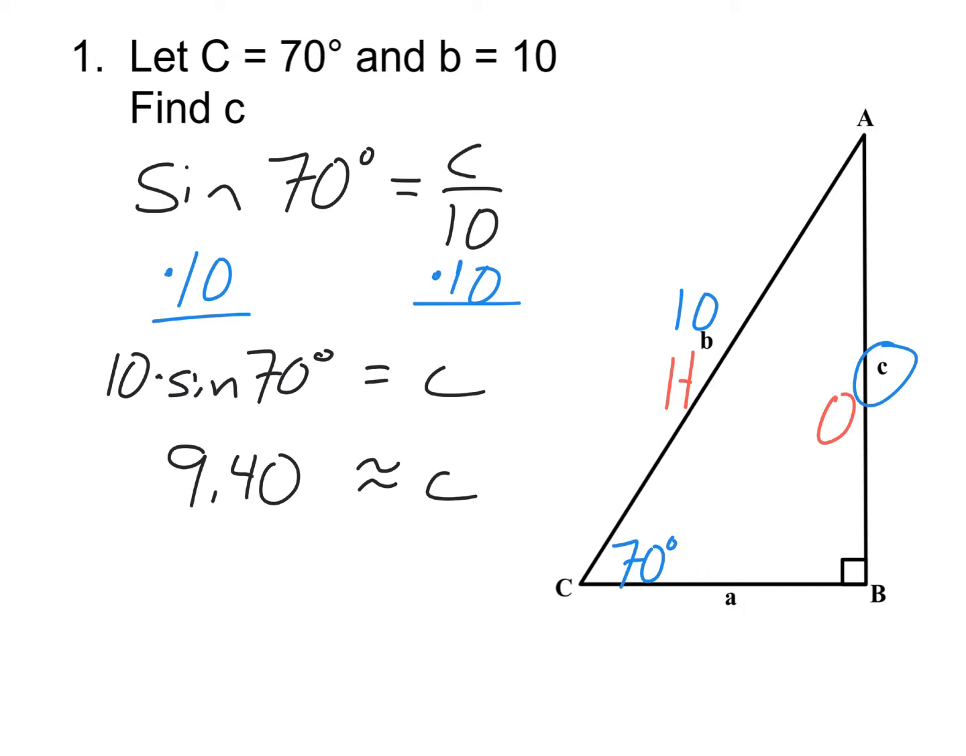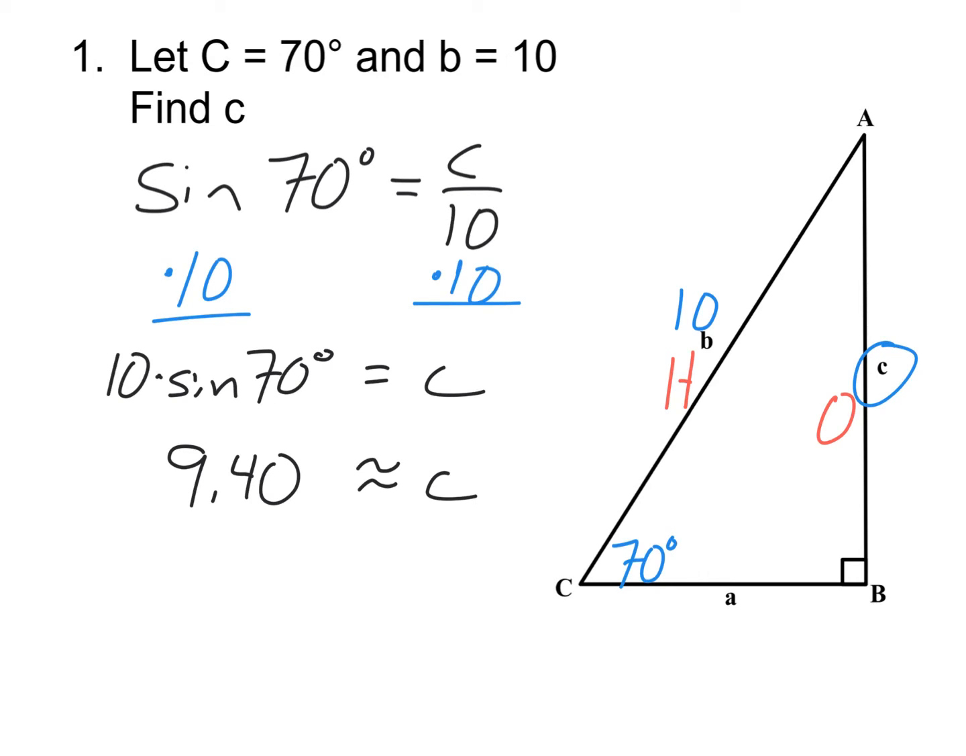Are you in degrees? Make sure your calculator is in degree mode when doing this. On a graphing calculator, press the mode button. On a scientific calculator, well, they vary a lot based on the calculator. But make sure that you can set it into degrees and get 9.40 approximately out of it.